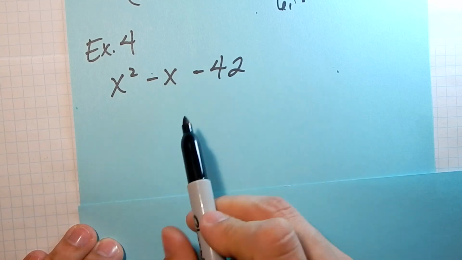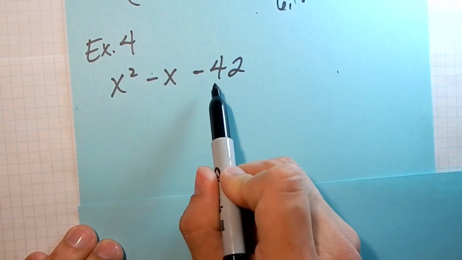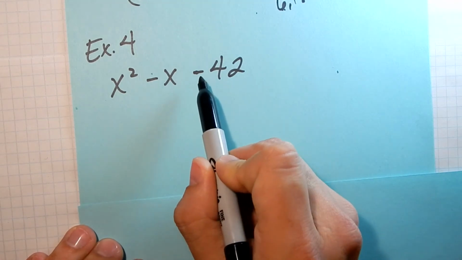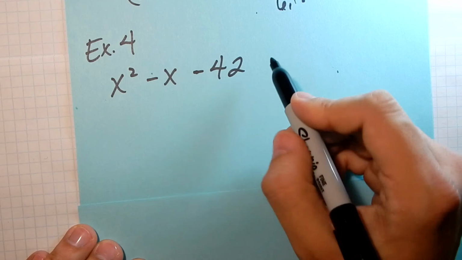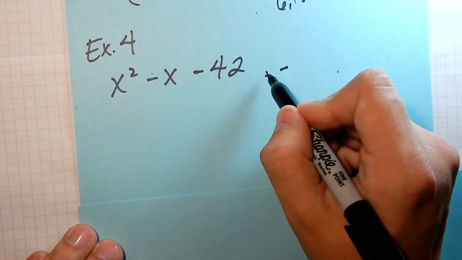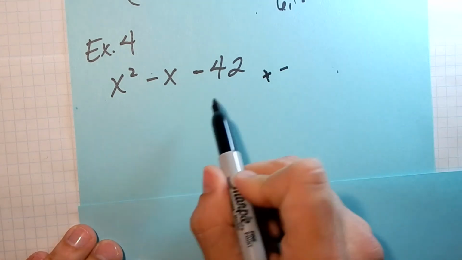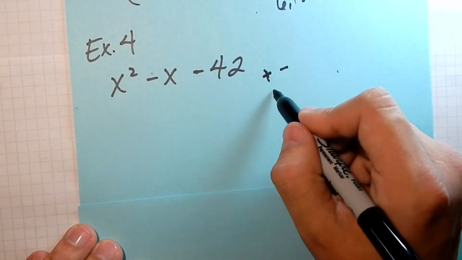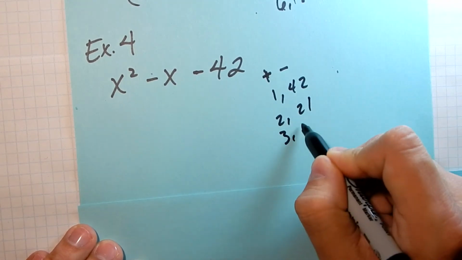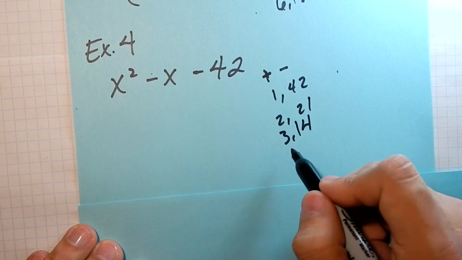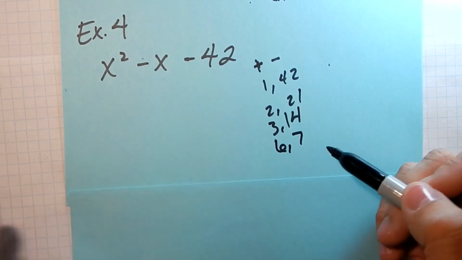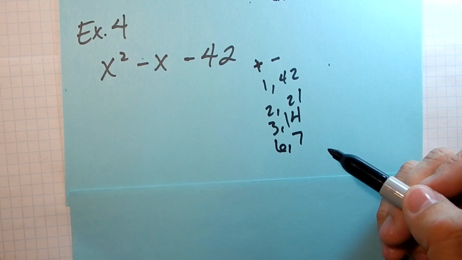We have a 42 here, but there's some interesting stuff going on. So if we have a negative sign, which we haven't actually seen yet, we know that one of our factors has to be positive and the other one has to be negative in order for that to work. So as we're looking at this, we have our factors of 42, 1 and 42, 2 and 21, 3 and 14, and what was the last one? 6 and 7.